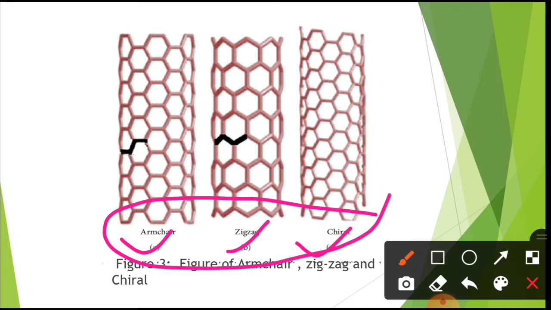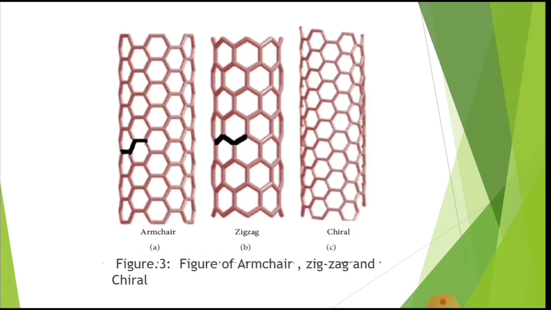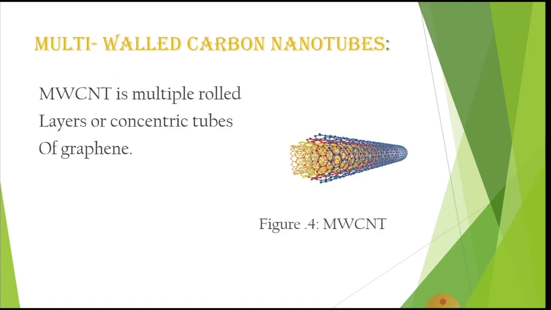The zigzag and armchair single-wall carbon nanotubes are achiral, while helical single-wall carbon nanotubes are chiral. The armchair single-wall carbon nanotube shows electrical conductivity, but zigzag and helical single-wall carbon nanotubes act as semiconductors. Let's see multi-wall carbon nanotubes. Multi-wall carbon nanotubes are multiple rolled layers or concentric tubes of graphene.